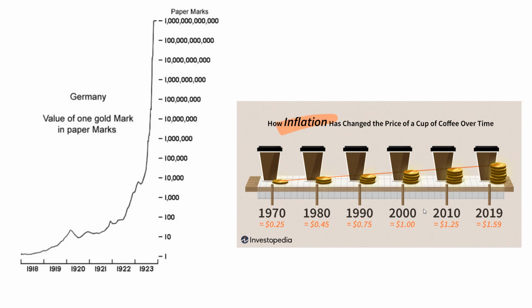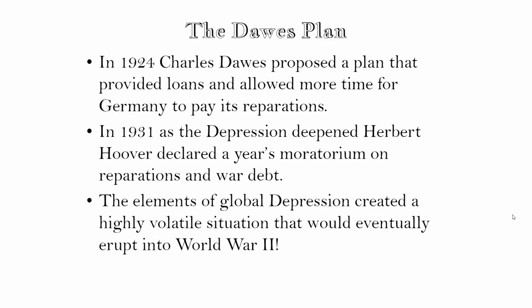And these are just some charts here showing you 1918, here's the mark. By 1923, the mark became pretty much worthless. And this is a chart just showing regular inflation. So in 1970, you could get a cup of coffee for a quarter. In 2019, it's $1.59. That's inflation. That normally happens gradually over time. But hyperinflation is when it happens very rapidly, like it did in Germany.